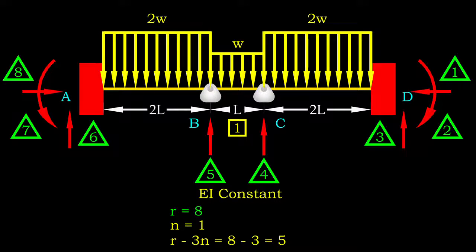Consider a continuous beam with fixed ends on both sides and two internal rollers. The degree of indeterminacy for this beam is 5, which means we have 5 extra support reactions. In the force method, we know the number of compatibility equations required equals the degree of indeterminacy.